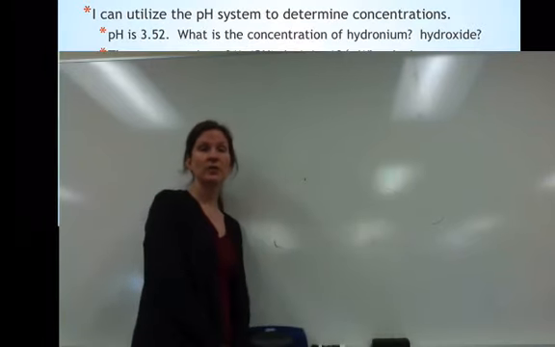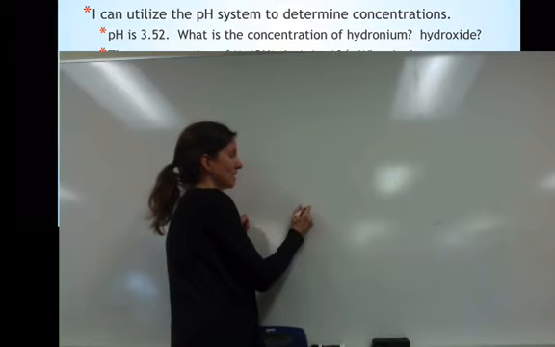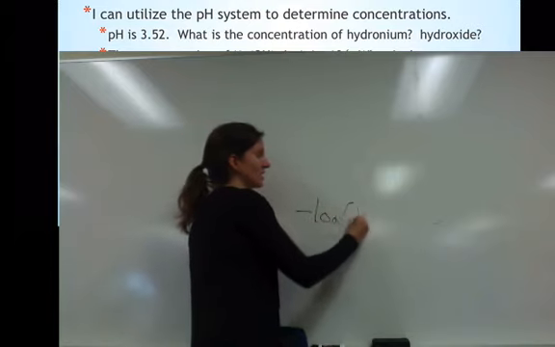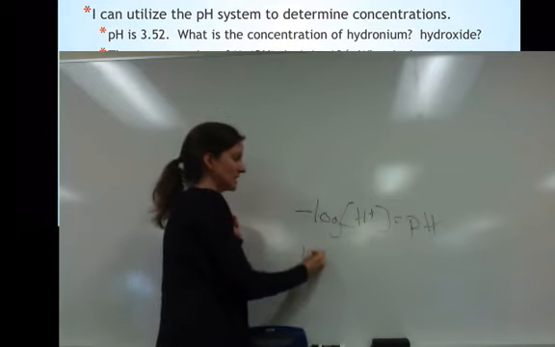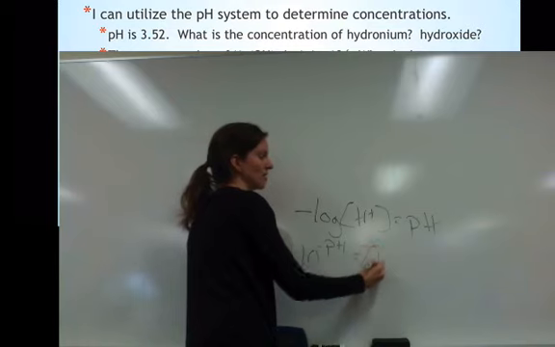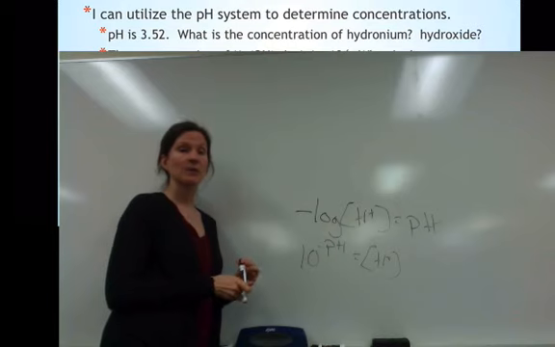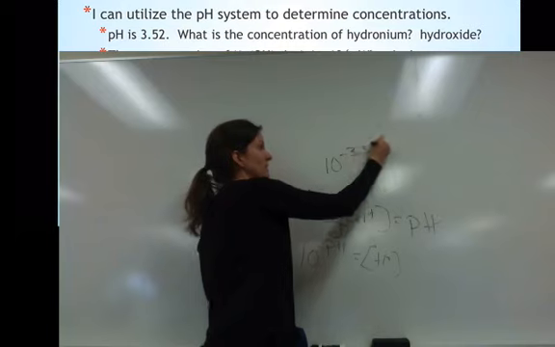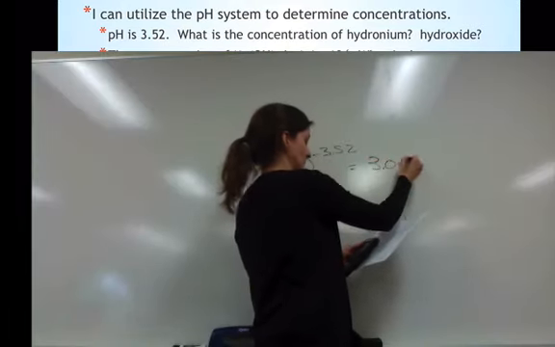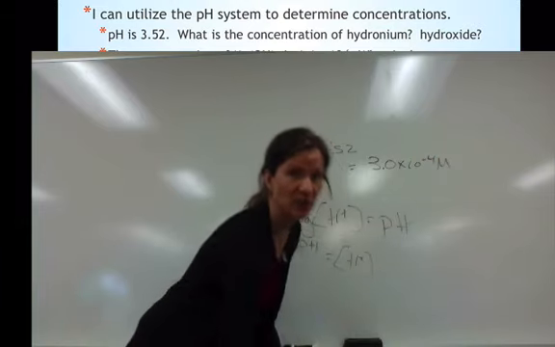So now it's a question of utilizing the pH system to determine concentrations. So the first one, if I give you pH, the basic equation is that the negative log of the concentration of H plus gets you pH. But that means 10 to the negative pH can also get you concentration of H plus, depending on what you're solving for. So for that first one, I give you the pH is 3.52. So if I take 10 to the negative 3.52, I get 3.0 times 10 to the negative 4, and that's concentration. So this gets me concentration.